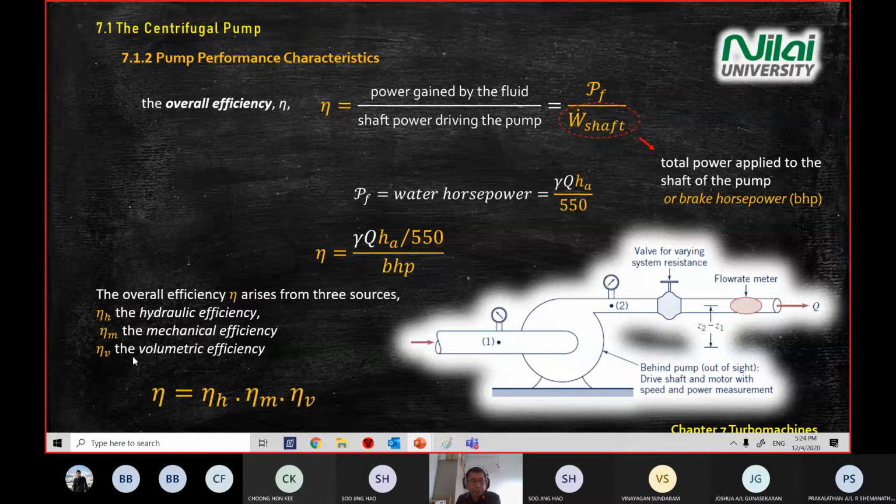The mathematic model used to calculate the overall efficiency is the product of three scenarios. We consider hydraulic efficiency, we consider mechanical efficiency, and we consider volumetric efficiency. Hydraulic, mechanical, and volumetric efficiency. Okay, all this also you can find in the specification of the pump. So you're going to look at efficiency now.